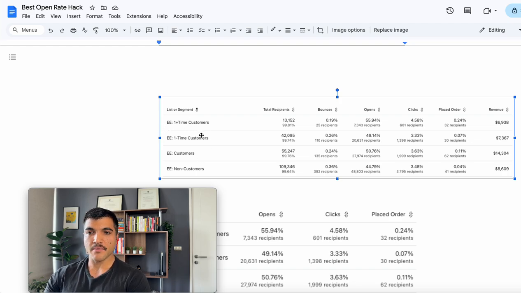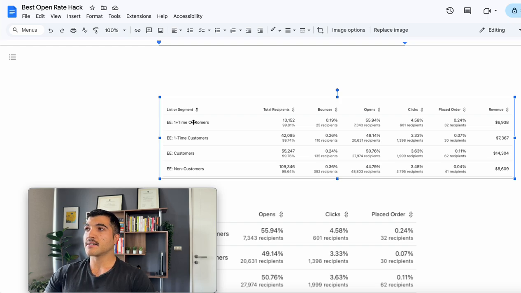As you can see, we have four different groups. The first one is repeat customers, then we have one-time customers, then we have customers as a whole, and then we have non-customers. So non-customers were the lowest performer or the poorest performance in this campaign, and the repeat customers were the best performers in this campaign.